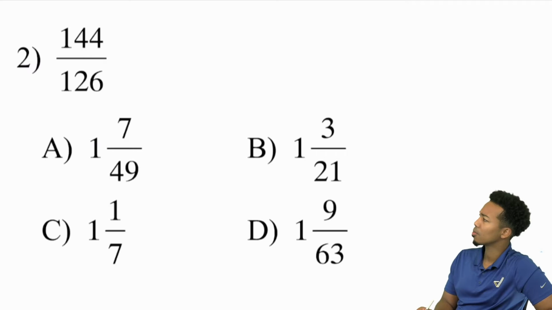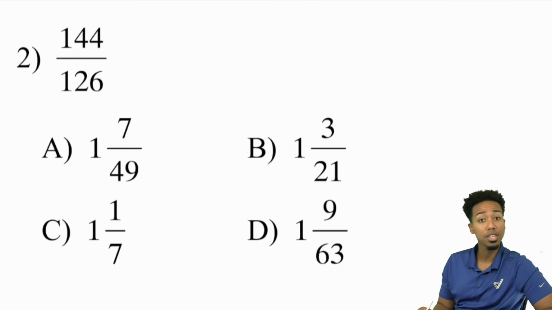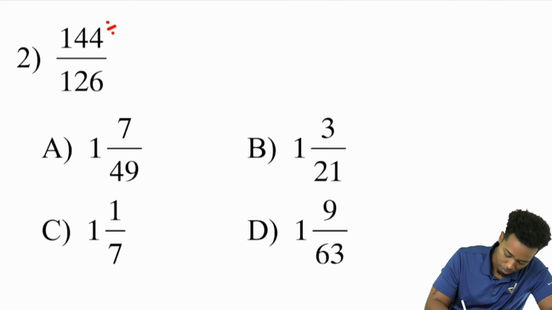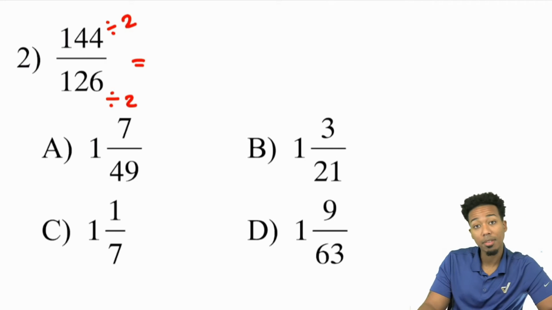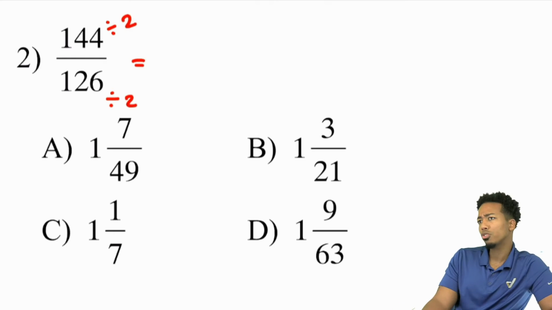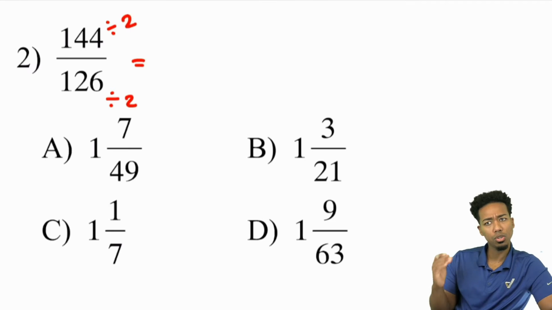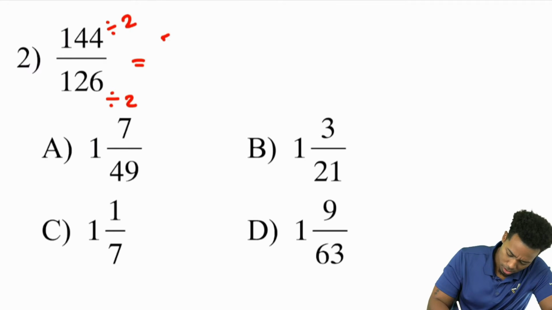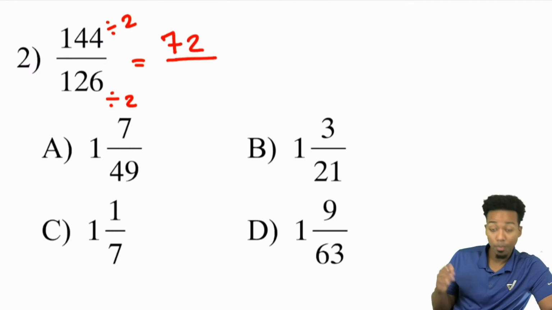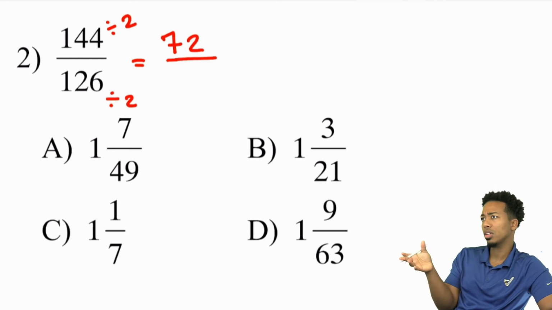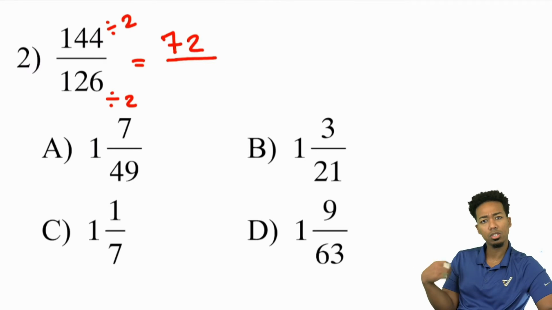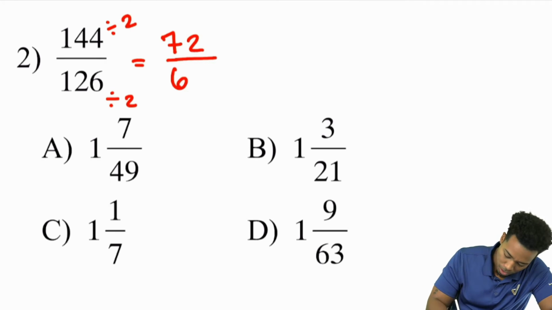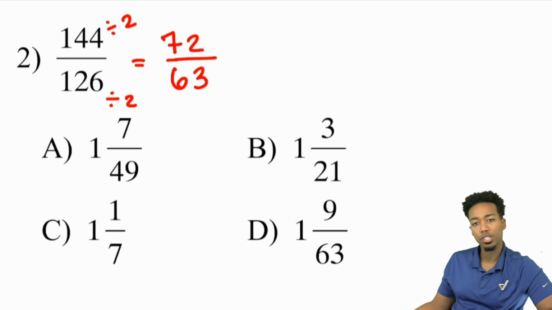144 and 126 are both divisible by 2, because they're both even. So I'll go ahead and divide both of them by 2, the top and the bottom. And what we end up having is going to be what? Well, 140 is divisible by 2, so that's 70. 4 divided by 2 is 2. 70 and 2 is 72. 126. Well, 120 is divisible by 2 to get 60. 6 divided by 2 is 3. 63. So right now we have 72 over 63.